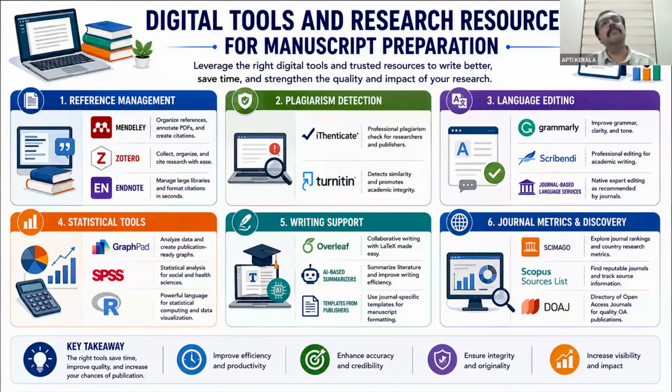Then another thing, the most important thing, is journal metrics. Which journal we need to select? What will be the quality of the journal? That can be analyzed using the SCImago website or by using Scopus, DOAJ, etc. So these are the major tools that are available for helping to convert our written document into a manuscript ready for submission to a journal.